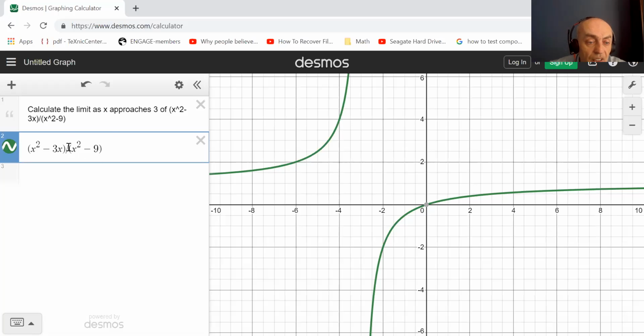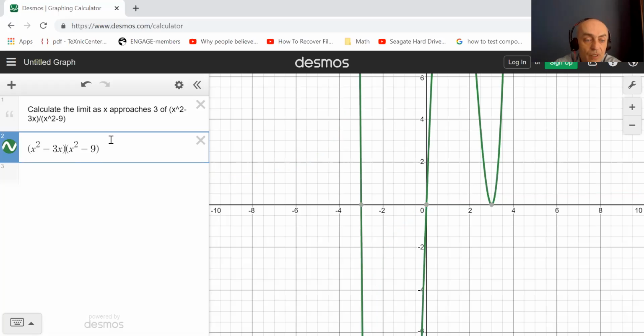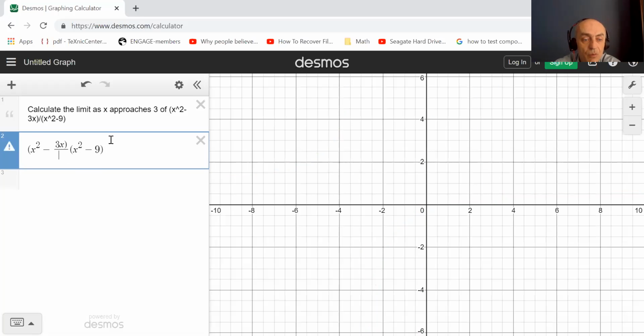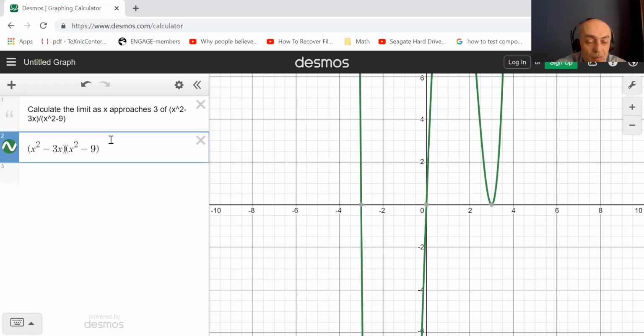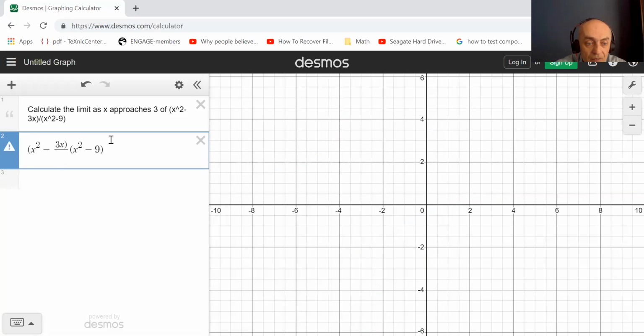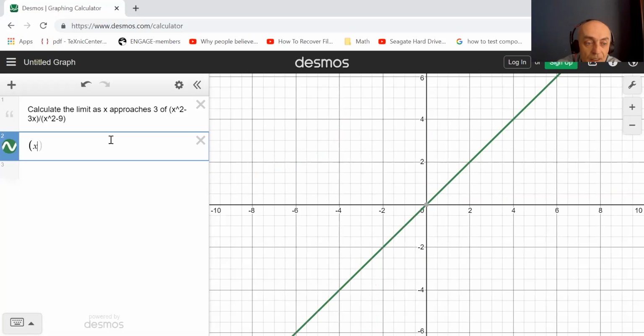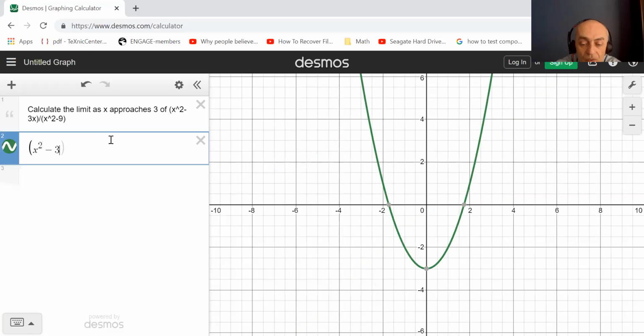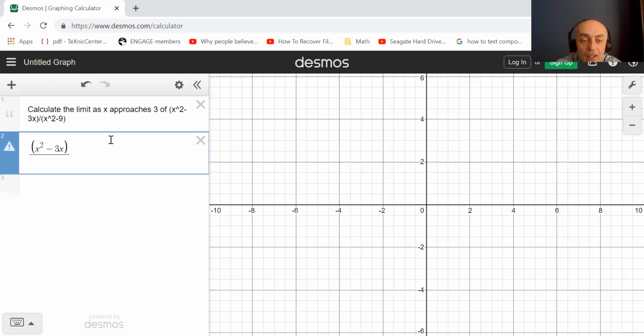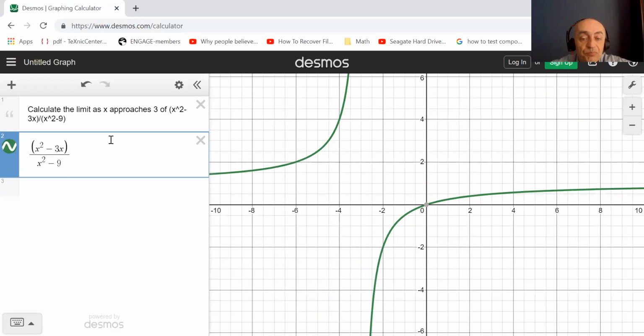Now I don't like the way it is written here, so let me write it again. So x squared minus 3x. Let's put that. All right. You know what? I'll write that again. Sorry about that, folks, a bit of a technical mishap here. x squared minus 3x divided by x squared minus 9.